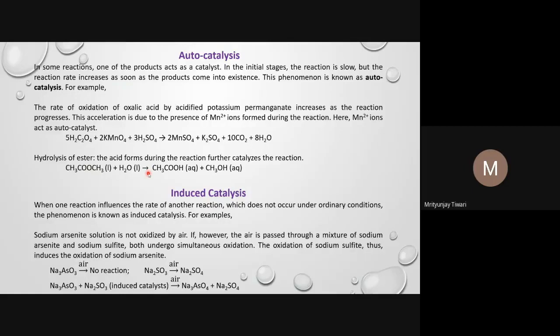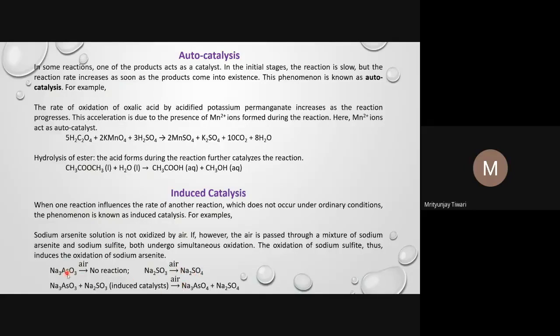We also see some examples of induced catalysis. Certain reactions do not happen in isolation, but if you couple this reaction with another reaction, you see this reaction also happens in the presence of that reaction. This type of example is called induced catalysis. So induced catalysis is when one reaction influences the rate of another reaction which does not occur under ordinary conditions. This phenomenon is known as induced catalysis. For example, sodium arsenide doesn't react with air, but sodium sulfite reacts with air to form sodium sulfate.